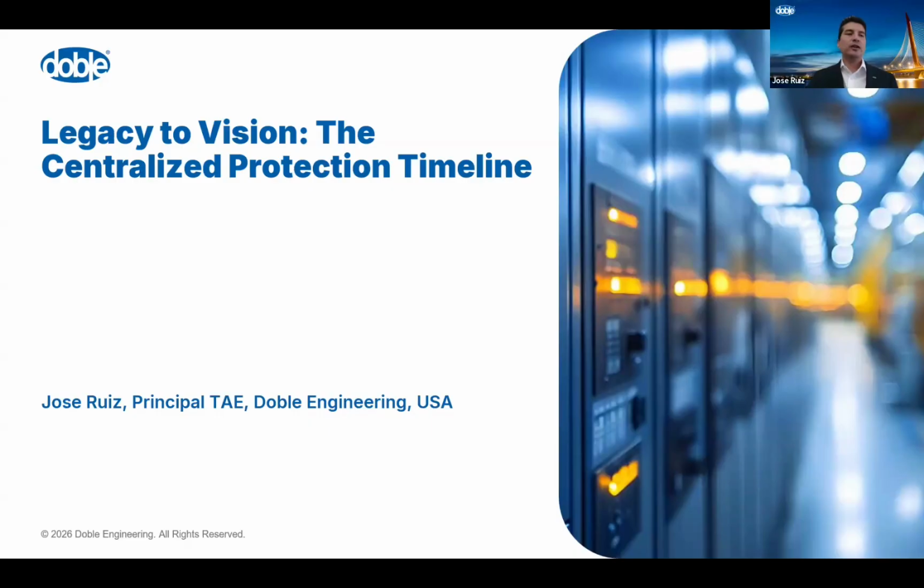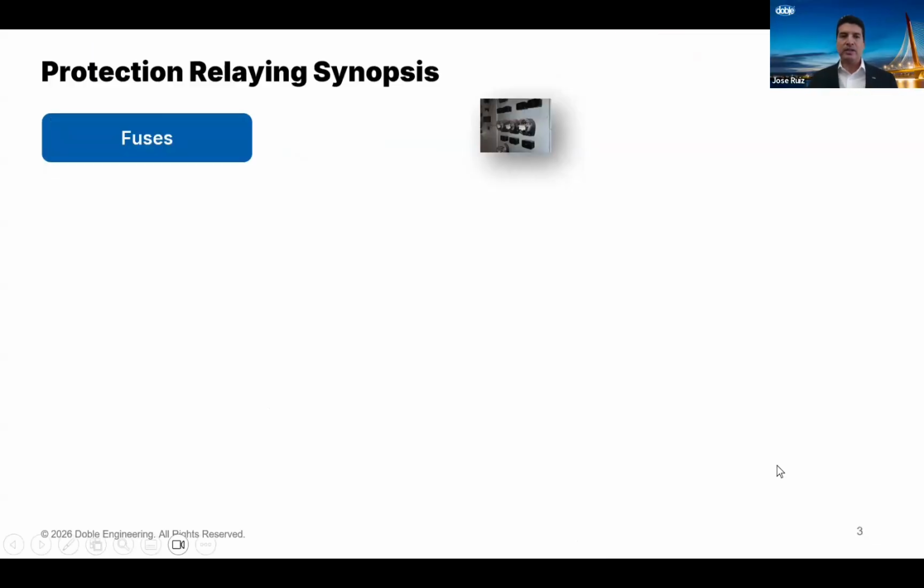Before doing so, let's take a synopsis of how protection has evolved throughout the years. Basically, protection started with fuses back in the middle of the 1800s, which were used to protect lamps. Believe it or not, lamps were expensive at that time, so that's why fuses were used. Then they started being used to protect the power system itself.